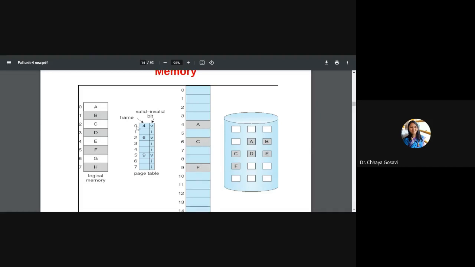Page A is the 0th page, so it is valid because it is in main memory. Page C is the second page, loaded in the 6th frame, so it is valid. And page F is the 5th page, loaded in the 9th frame, so it is valid. For the rest of the pages, page 1, that is B, is in the backing store. Page 3, D, is not here, it is in the backing store. So pages 1, 3, 4, 6 and 7 are invalid because these pages are not in main memory. The memory management unit should not try to convert the logical address to a physical address, which would lead to a garbage value.